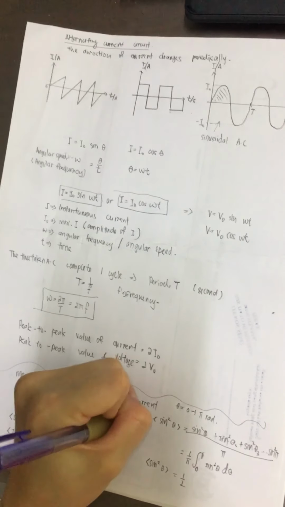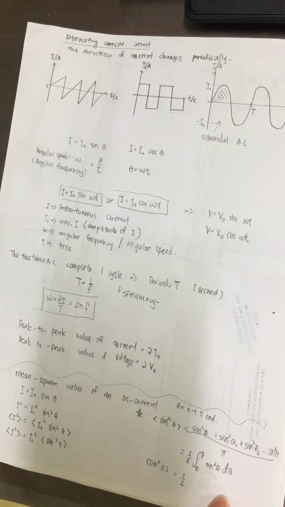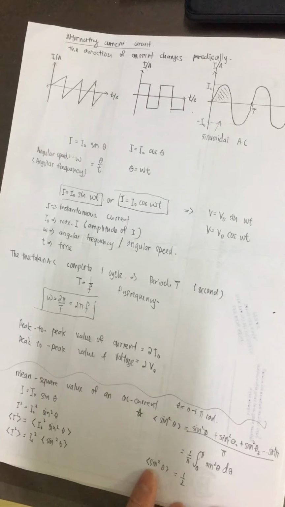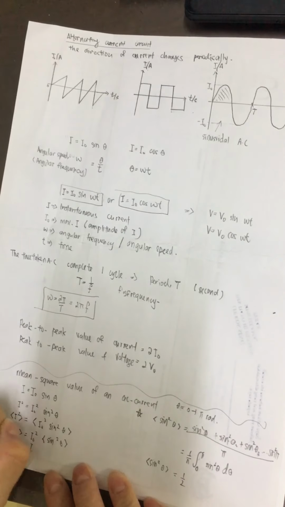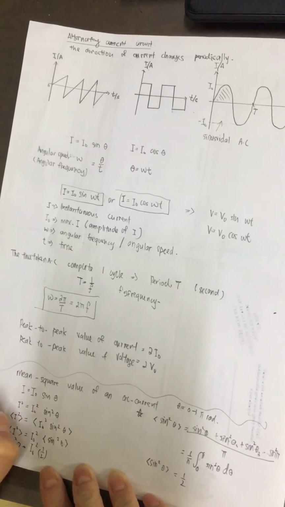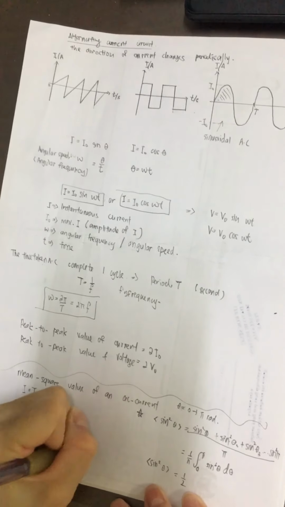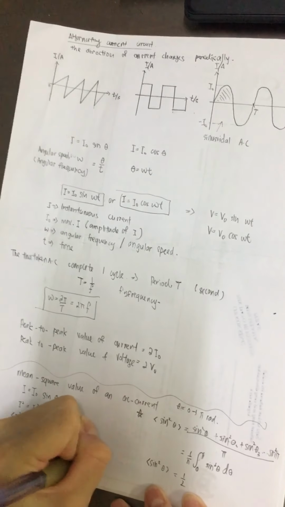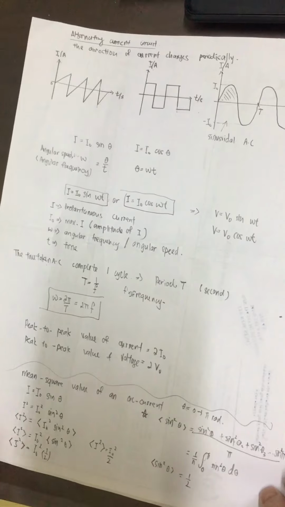You can work this out later. If you really don't understand, you can ask me. So the mean of sine squared theta is equal to 1/2. Substituting inside, we have I0 squared times 1/2. In other words, your mean square current will be equal to I0 squared divided by 2.